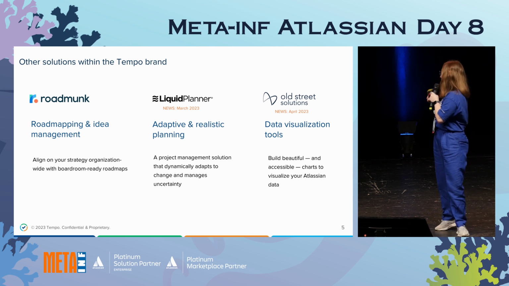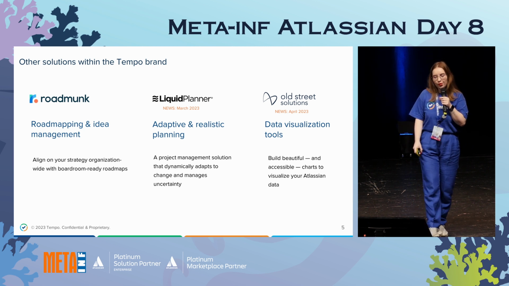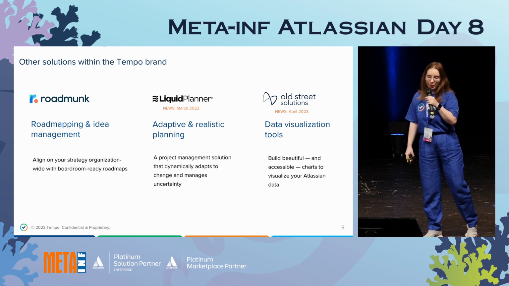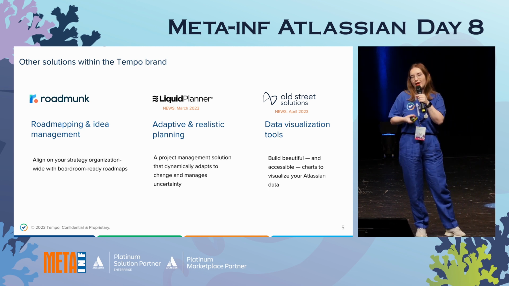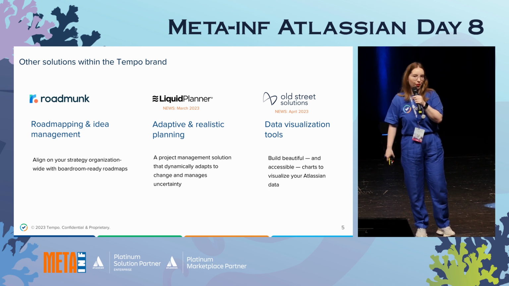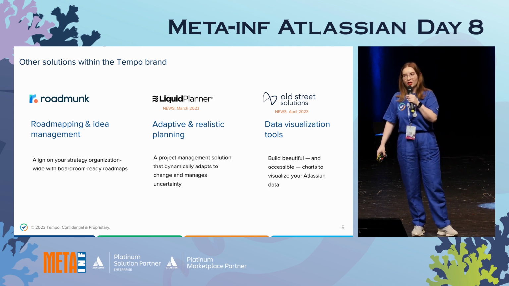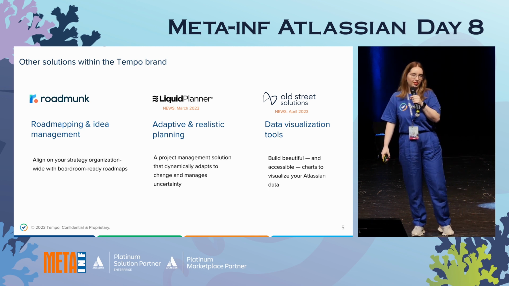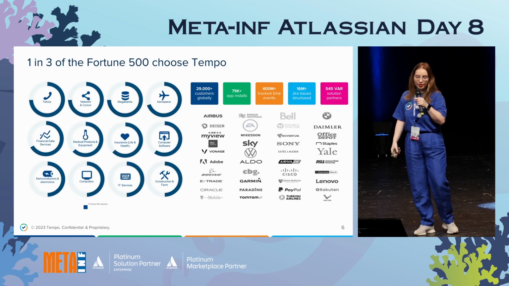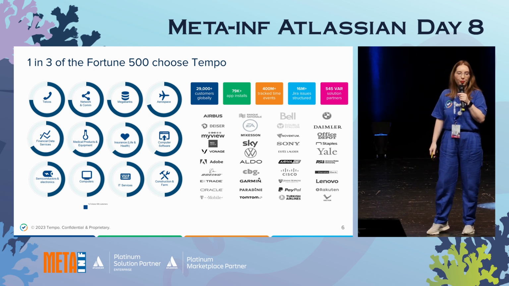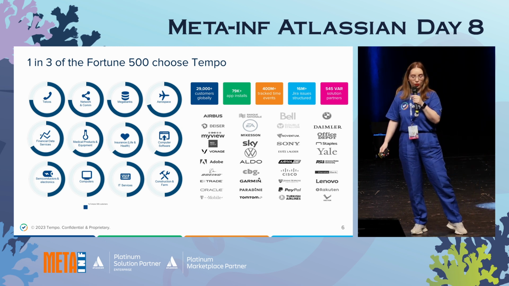We also have some complementary solutions, the ones that we have acquired along the road. RoadMonk, which does road mapping. Then we have Liquid Planner for adaptive planning. You might ask, what's the difference between it and Planner? Come to our booth, we'll tell you. And All Street Solutions, our recent acquisition, which is all about custom charts for Jira. Here we have a list of customers, companies just like yours, maybe smaller, maybe bigger, and they all trust us and use our solutions.